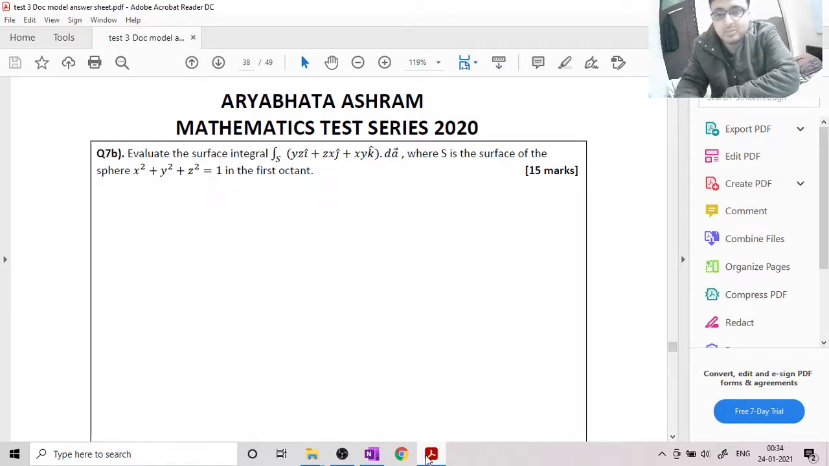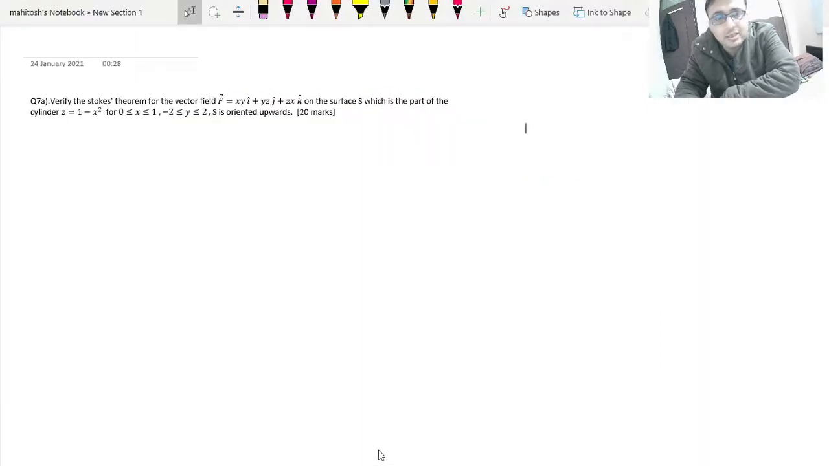Similarly, you can see over here what has been asked in UPSC, but here they are asking you to verify the Stokes theorem for the vector field. The vector field is the same, but here the surface S is a part of a cylinder, and they have given the variation of x and y, and S is oriented upwards. So we will start solving this question.